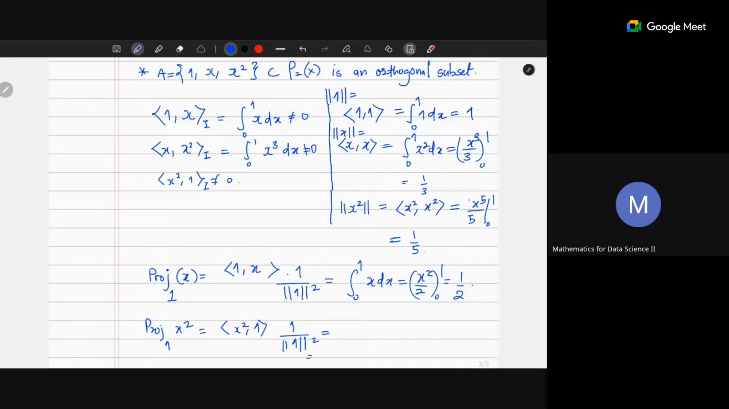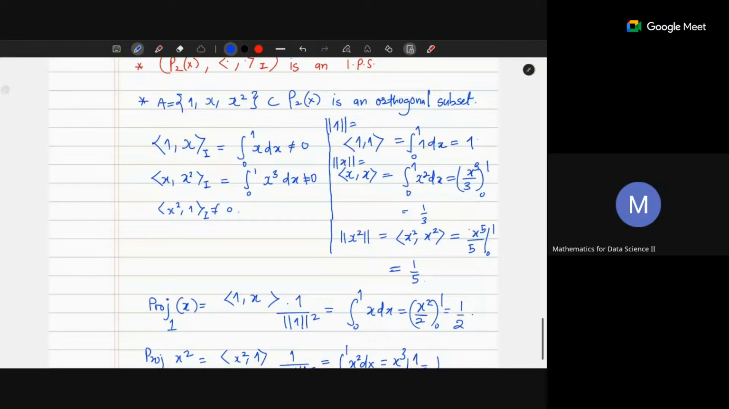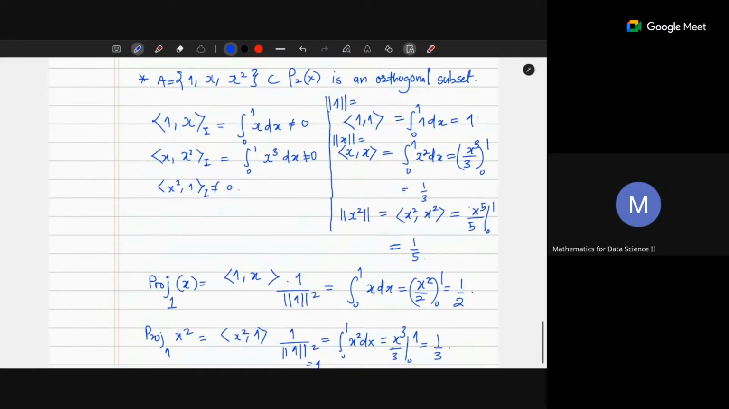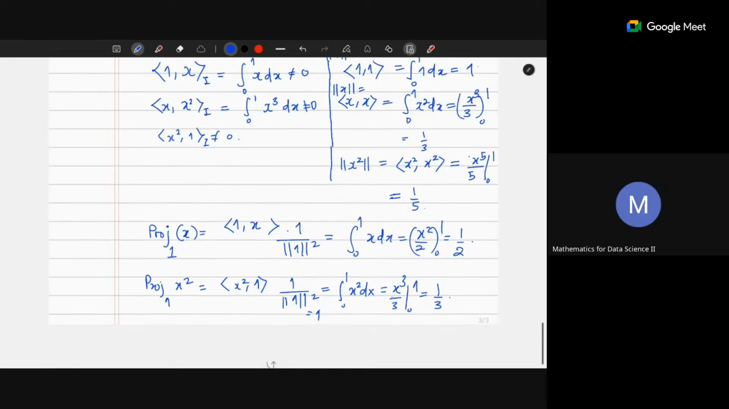Again, norm of 1 square is 1, and the inner product of x square with 1 is the integral of x square dx, which is x cubed by 3, which is going to be 1 by 3. So this is what the projection is going to be. It might seem complicated, but because of this inner product structure, we have the product in terms of integration. But I think this example is useful to make you understand what is going on.